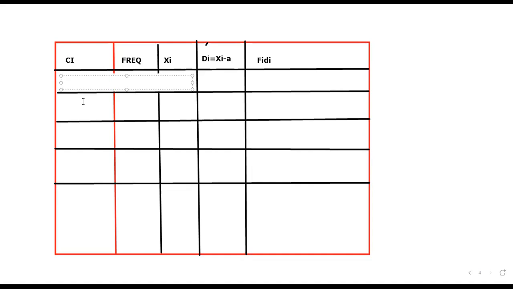The class intervals of question number 2, exercise 14.1 are: 100 to 120, then 122 to 140, next 142 to 160, next 162 to 180, and next 182 to 200.